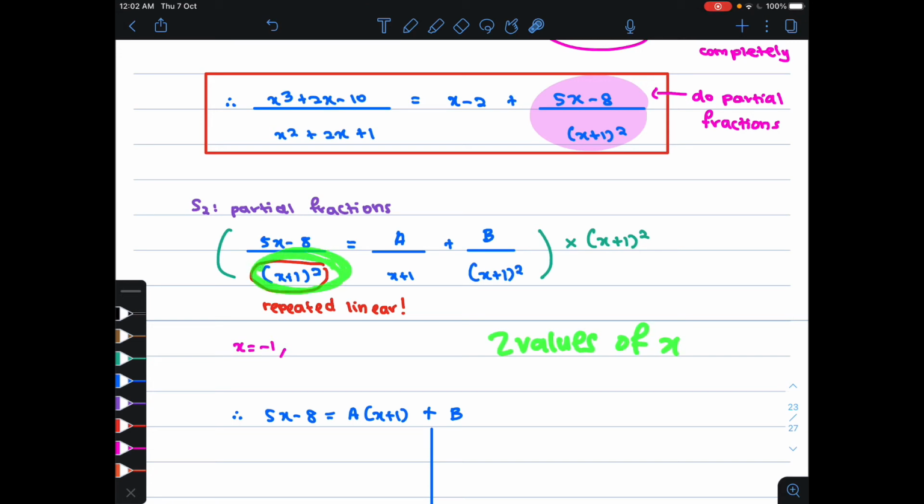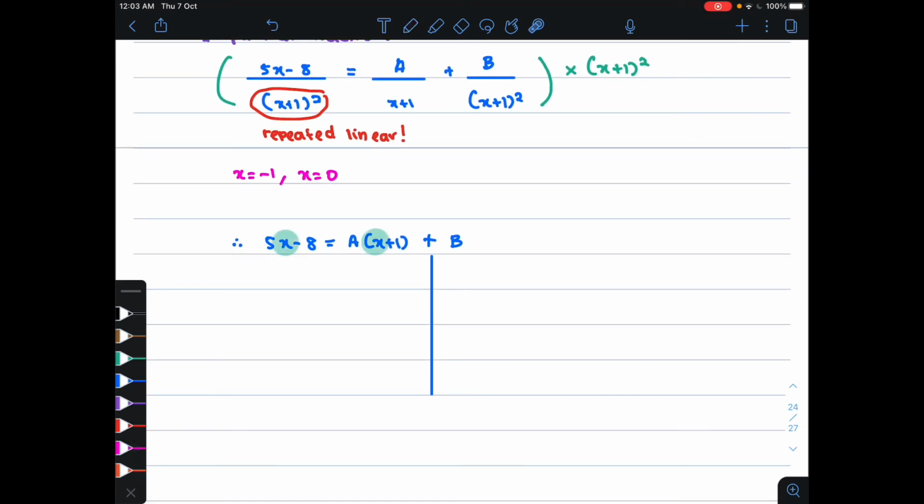However, from the denominator, there's only one value of x. So what about the other value of x? You can pick any value of x that is easy for you to do substitution. So try to pick like x equals 0, plus or minus 1, plus or minus 2, etc. Since we already have x equal to negative 1, I'm going to choose x equal to 0 as the other value of x. So now let's substitute both values into our equation.